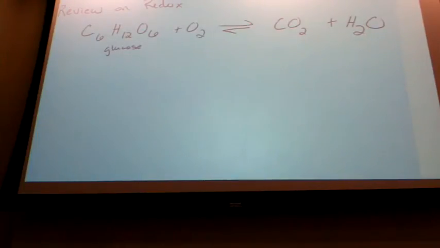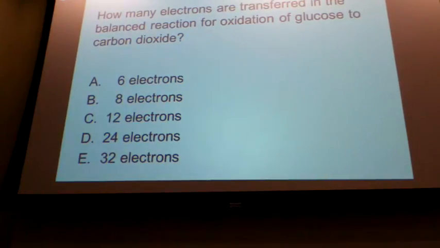So, this is your next question. You have that written down so far? I want to know how many electrons total are transferred in the balanced reaction for oxidation of glucose to carbon dioxide, and I'll wait to start that going. But one of those is the right answer.